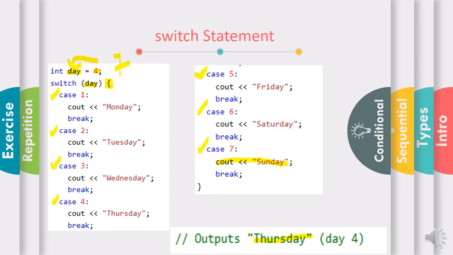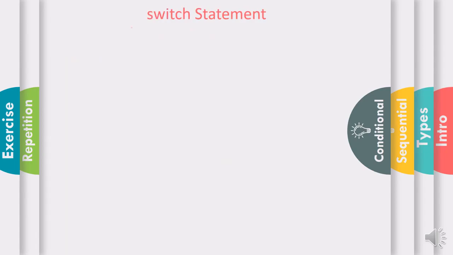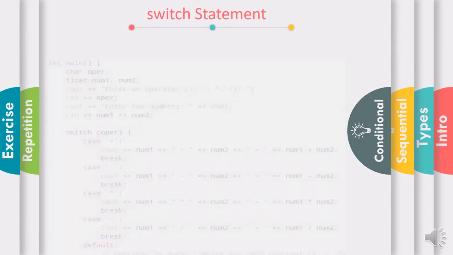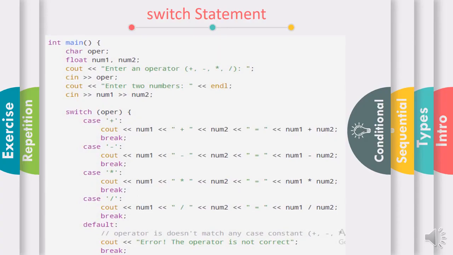We will discuss some more examples so that you can understand the switch statement in a much better way. Here is another example for the switch statement. In this example, we have taken the variable OPER of the data type character. This OPER refers to the operator, and we have declared two more variables, num1 and num2.